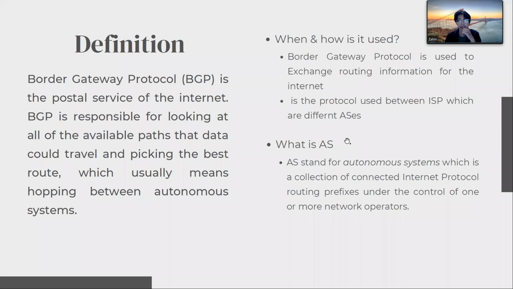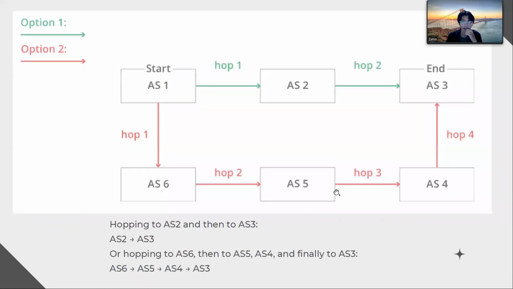When and how is it used? Border Gateway Protocol is used to exchange routing information for the Internet and is the protocol used between ISPs, which are different AS. So what is AS? AS stands for Autonomous Systems, which is a collection of connected Internet protocol routing prefixes under the control of one or more network operators.